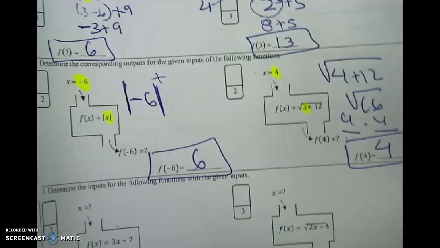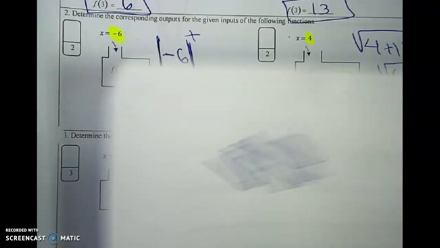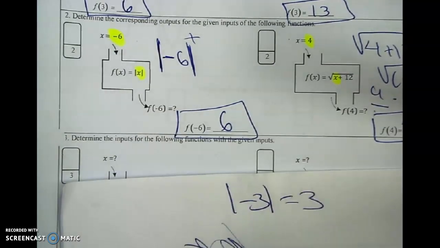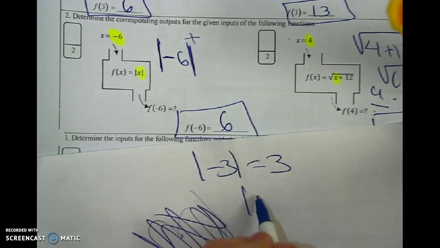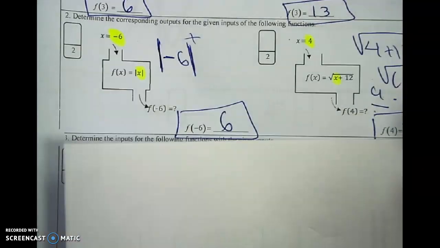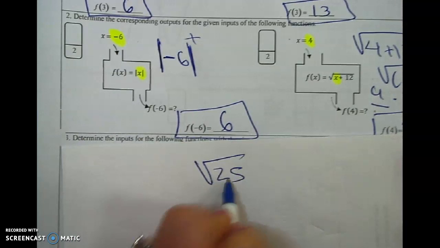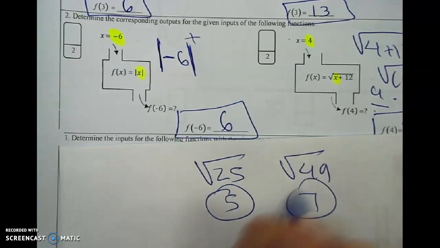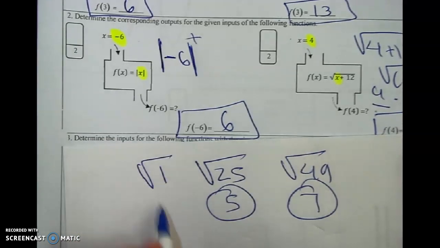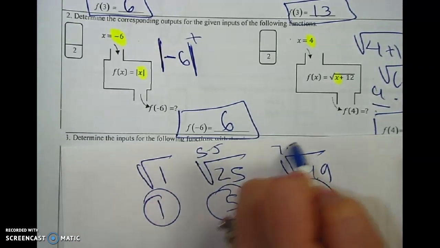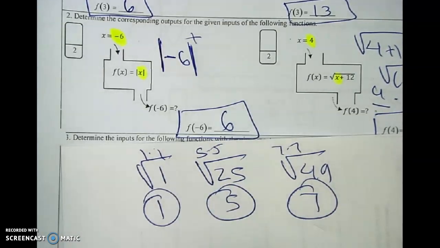Okay? Just to give you a side note, if I had the absolute value of negative 3, it's 3. If I have the absolute value of 17, that's 17. If I have the square root of 25, that's 5. Square root of 49, that's 7. Square root of 1 is 1, because 5 times 5, 7 times 7, 1 times 1. Okay? All right, let's go to the next one.